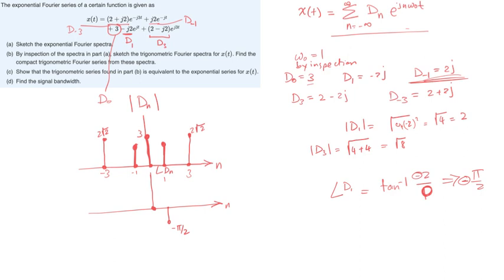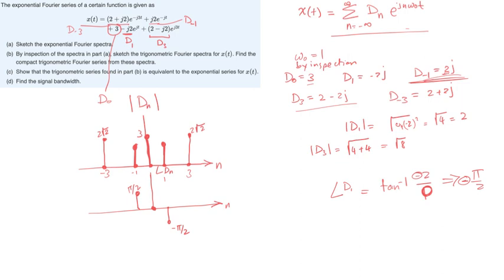When you look at D minus 1, same thing exactly. So it's tan minus 1 of 2 over 0, which is an infinity, and that's either a pi over 2 or a minus pi over 2. Because this is positive, it's a pi over 2. So the angle here is pi over 2. Let's check the next one, D3 and D minus 3.